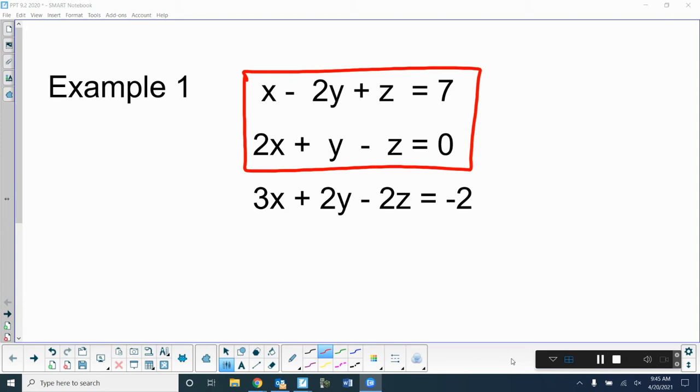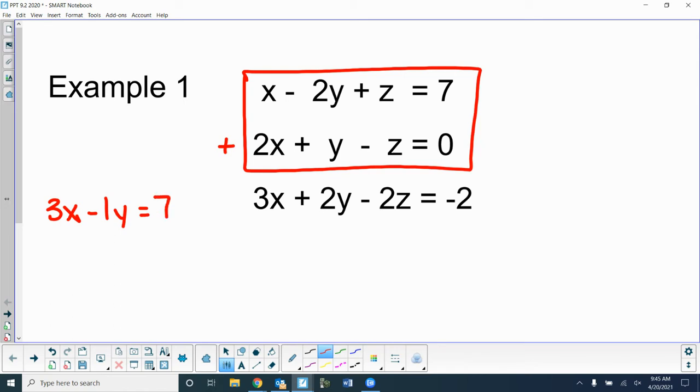Okay? So I'm going to put this answer in red over here. So I'm going to add those like you guys told me. So x plus 2x would be 3x. And negative 2y plus 1y is negative 1y. And then the z's are gone. And then 7 plus 0 is 7. Okay?